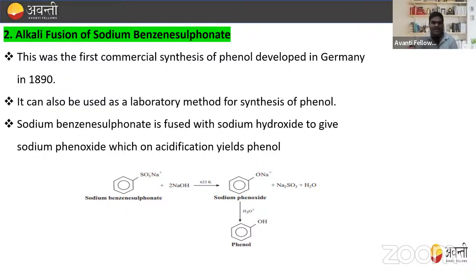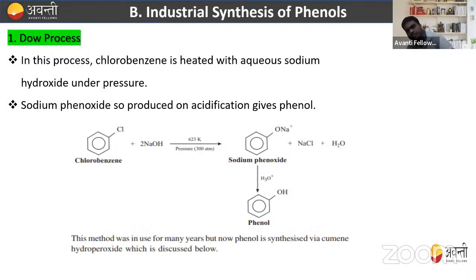Now the acidification of the sodium phenoxide will give this. So we'll get the phenol: instead of Na, we get the OH. The acidification will give phenol, right? So this is also an important method, the alkali fusion of sodium benzene sulfonate, to prepare phenol.